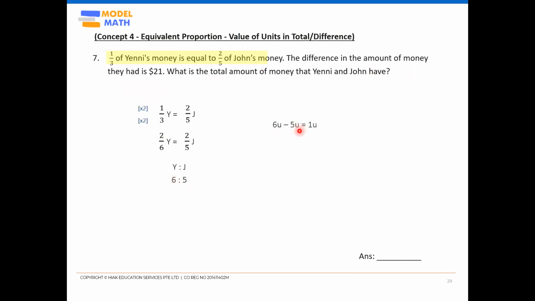So once we have this, you can go on to work out difference. Difference will be 6 minus 5. That 1 unit is our $21. Now, they want the total amount that Yenny and John have. They want total. You do not need to look at a fraction anymore. Just look at your ratio will do. Total, as we can see, is a total of 11 units. And then you just find the value of your 11 units. And that's it.